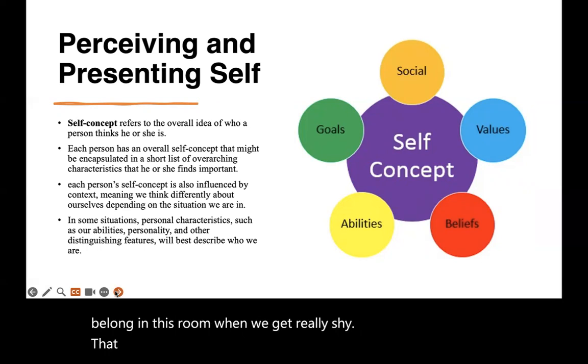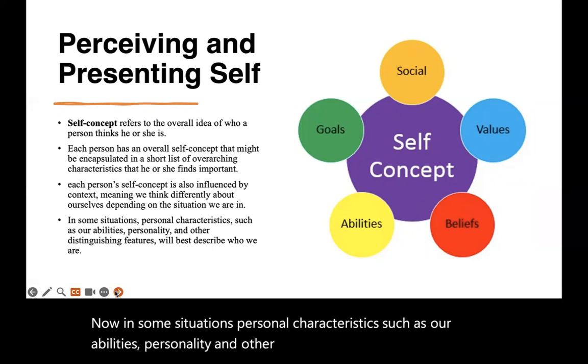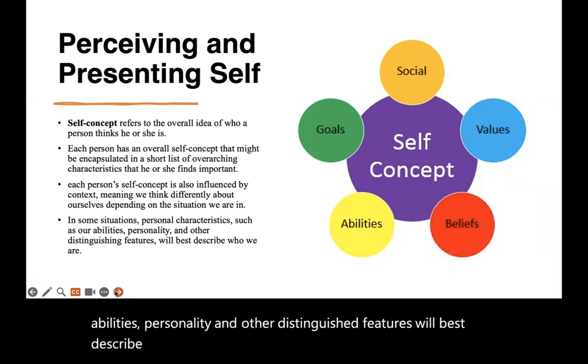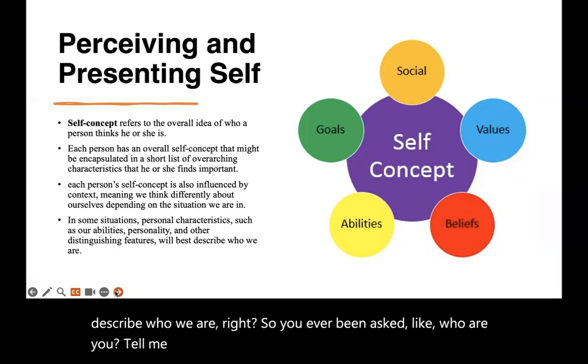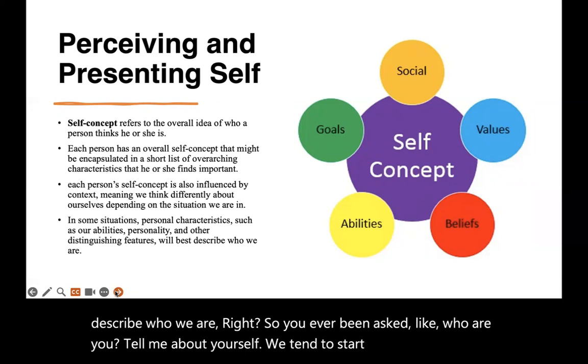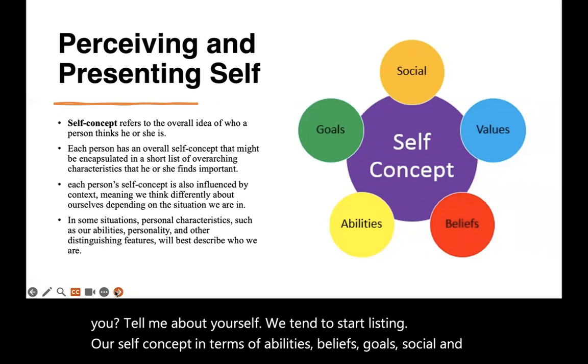That is a self-concept being influenced by context. Now, in some situations, personal characteristics such as our abilities, personality, and other distinguished features will best describe who we are, right? So you ever been asked, like, who are you? Tell me about yourself. We tend to start listing our self-concept in terms of abilities, beliefs, goals, social, and value, okay?